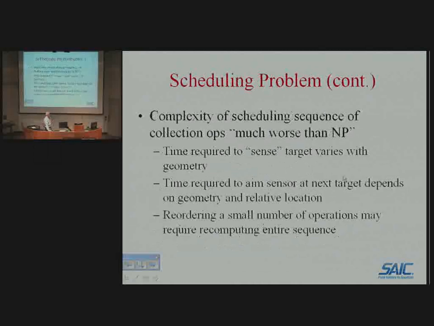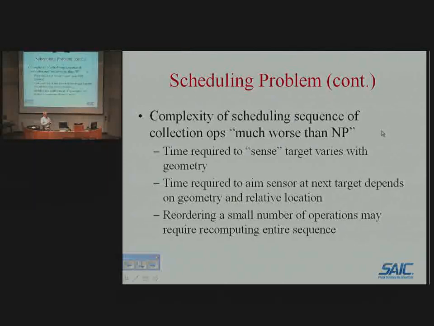You can imagine that the complexity of scheduling a sequence of collection operations is, as one analyst put it, much worse than NP. Now, of course, there's no complexity class that's worse than NP. I'm kidding about that. But there's a whole lot of auxiliary computing that has to be done other than just reordering the operations in a schedule when you're considering an alternative. The reason for that is that how long it takes to do a sensor collection of a particular target is a function of when you do it. It's a function of geometry and lots of other things like that.